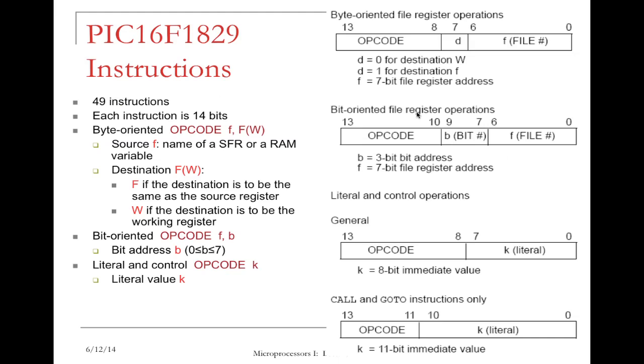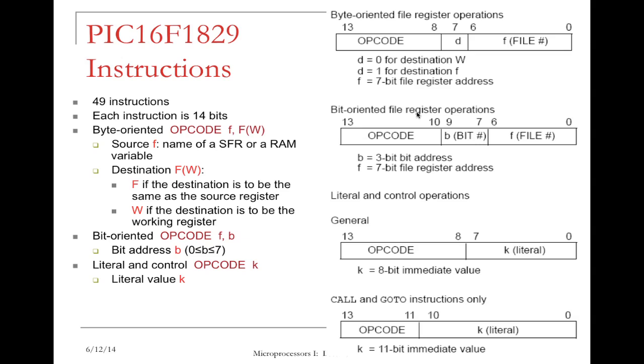We talked about opcode and also a little bit about instructions. For the PIC16F1829, it has 49 different instructions, and each instruction is 14 bits. Now, note here it's not 14 bytes, it's 14 bits. It has three categories of instructions: byte-oriented, bit-oriented, and literal and control.